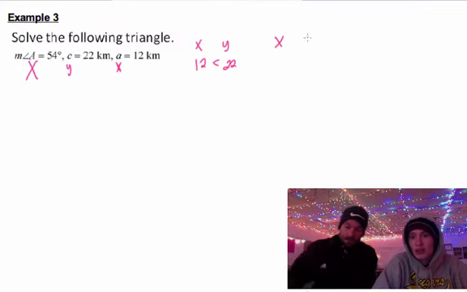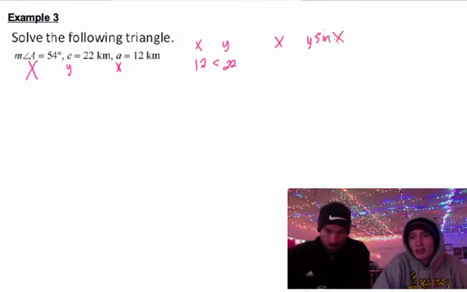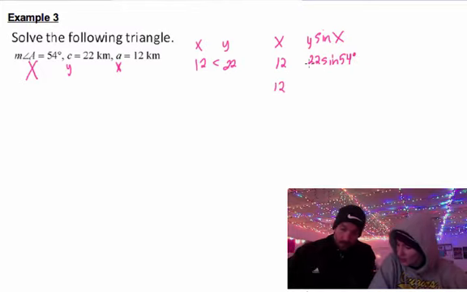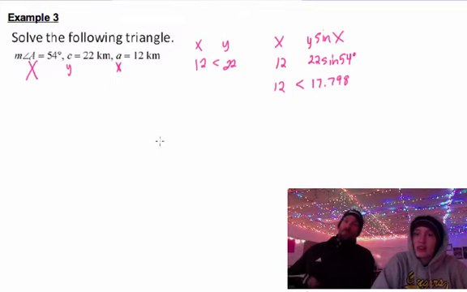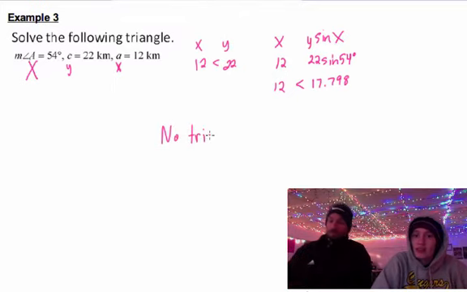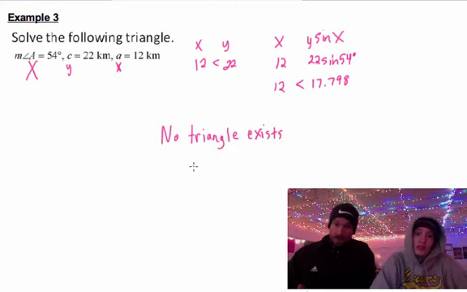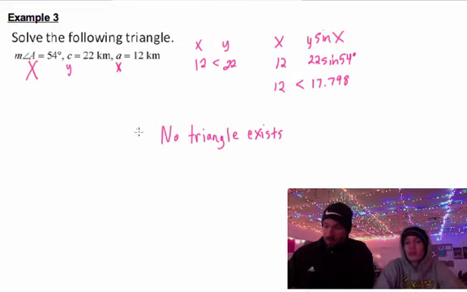We need to see what about x and y sine x. So x is still 12, and y sine x is 22 sine of 54 degrees. In our calculator, 22 sine of 54 is 17.798. So 12 is less than 17.798. Since both of these are less thans, if you look at your flow chart, that means no triangle exists, and that matches up with this. So we couldn't even draw a triangle to begin with.